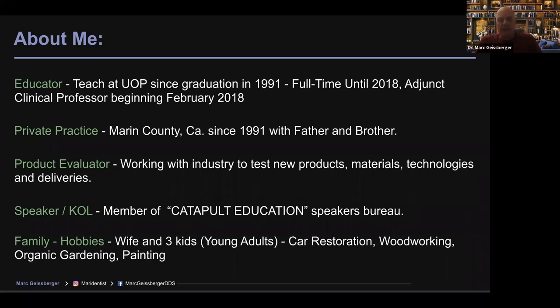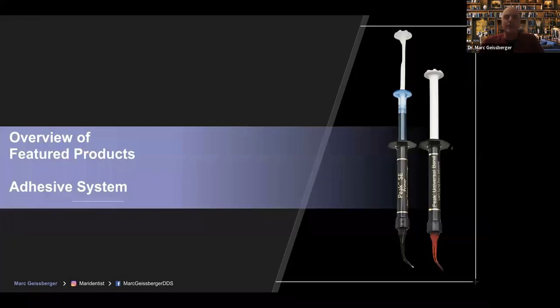My hobbies and family include three kids and my wife, two dogs. My hobbies are car restoration, woodworking, organic gardening, and painting. So I work a lot with my hands when I'm not in someone's mouth. I'm doing something on a car or a wood project or doing a painting.